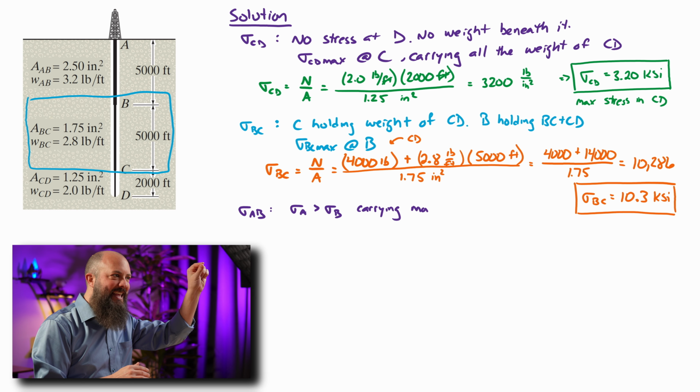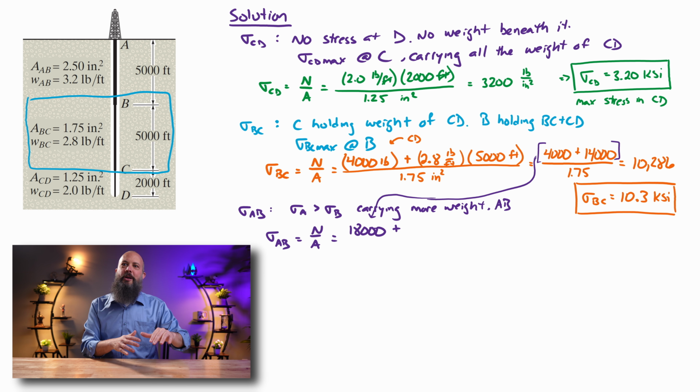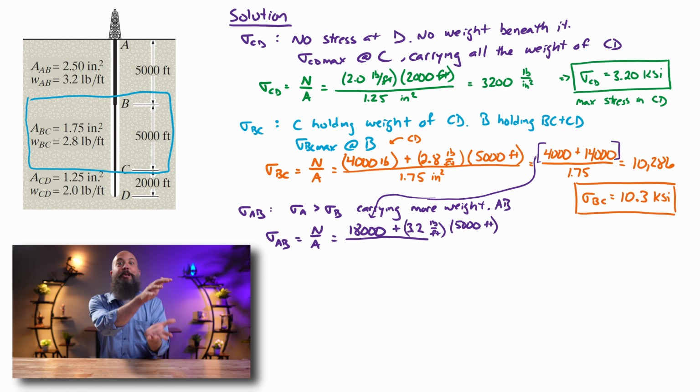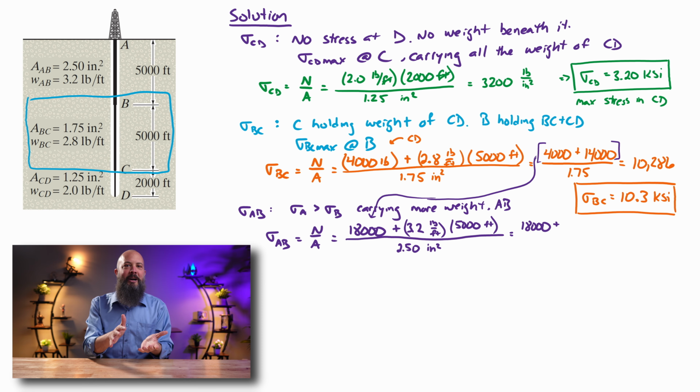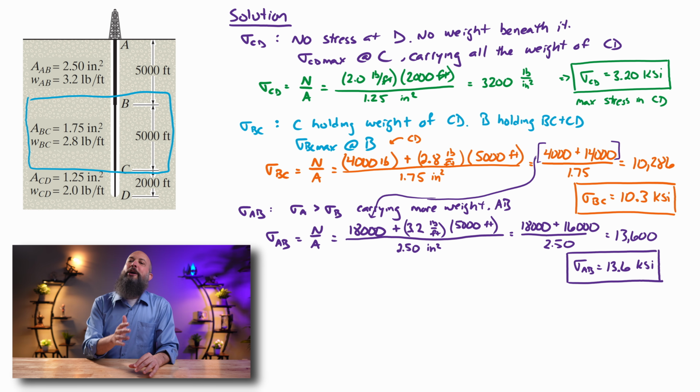Again, stress at A will be more than stress at B because A is carrying more weight. And that amount of weight is going to be the 4,000 pounds from the bottom pipe, the 14,000 pounds from the middle pipe, so 18,000 pounds below point B, plus the weight of the top pipe AB, which is going to be that 3.2 pounds per foot times 5,000 feet, which adds another 16,000 pounds. Stress works out to be 13.6 KSI.